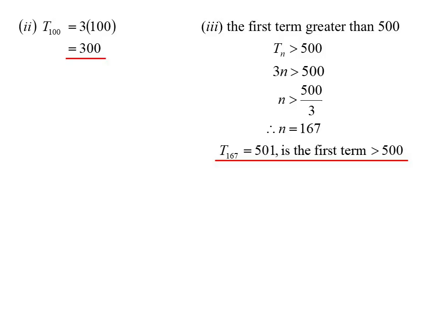The question says, what is the first term? So is it good enough to just say, the 167th term? Does that answer the question? I guess it does, because they've said, what's the first term greater? The 167th term is the first term greater. It's probably better to actually write what the number is, though. So I put both usually, just to avoid any confusion. It's the 167th term, which is 501. That's going to be the first one that's bigger than 500. And then there's no confusion about what they might have been asking me in the question.